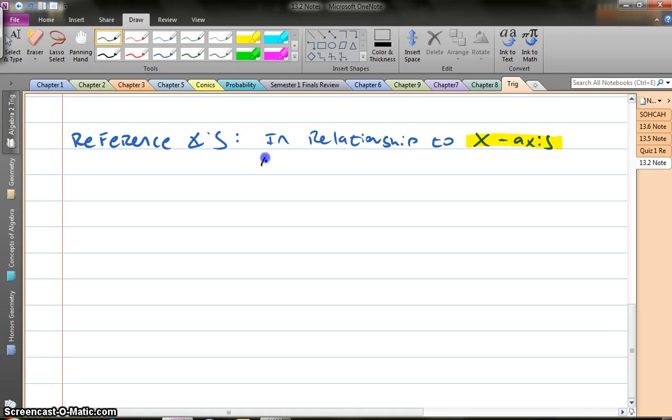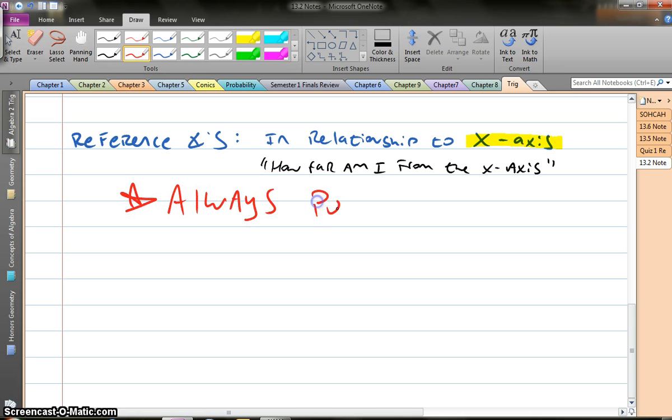All right, let's write that. How far am I from the x-axis? And that's how I like to think about it. And one very, very, very important thing to keep in mind is in this case, we are always positive. Okay, we are dealing with positive angles. We're not dealing with negative coterminals here. It may start that way, but when we draw our graphs, it never does.